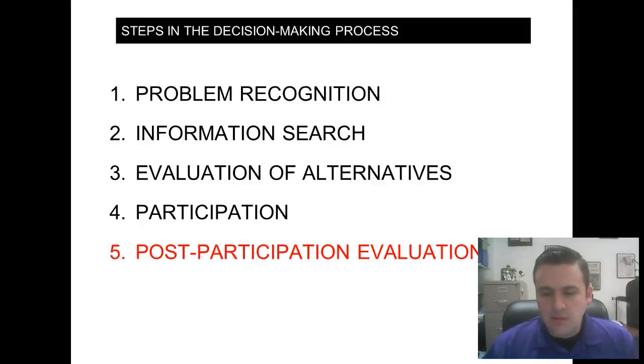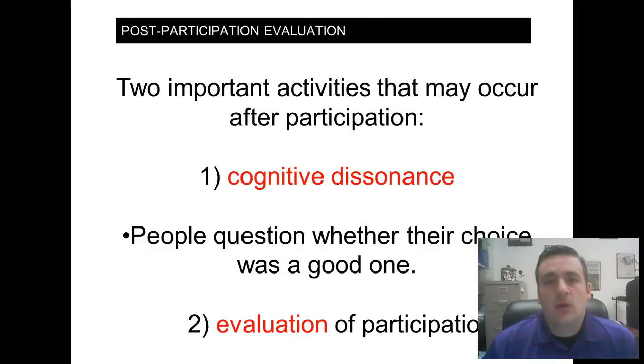The last step of all of this is our post-participation evaluation. Essentially what we do here is evaluate whether it was a good idea or not. And that's what we call cognitive dissonance. It's when people question whether their choice was a good one. It is looking back on, okay, now that I participated in trail running, is this something I really enjoy? If the answer is yes, then I'm going to continue to do it. If it's not, guess what? They go back to, there's a problem. So the whole 5-step process starts over again. And so this is essentially the evaluation of participation. Was it a good activity?